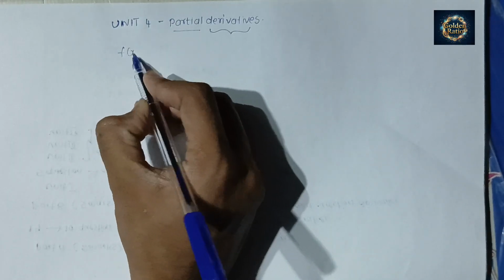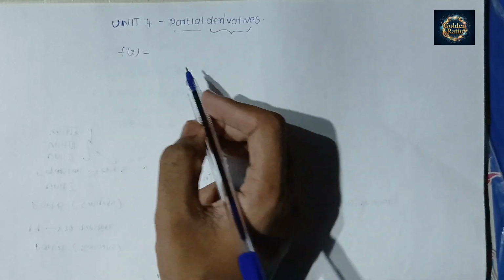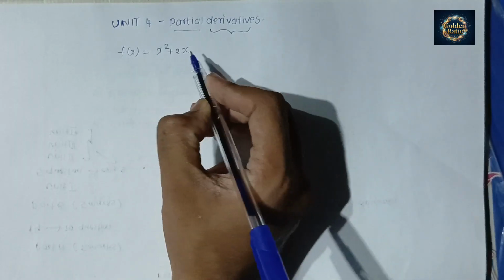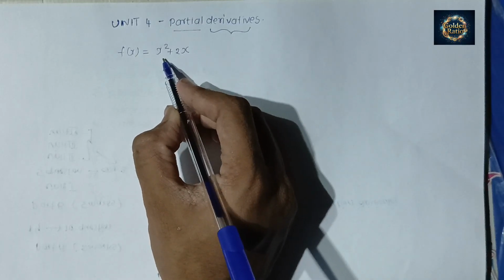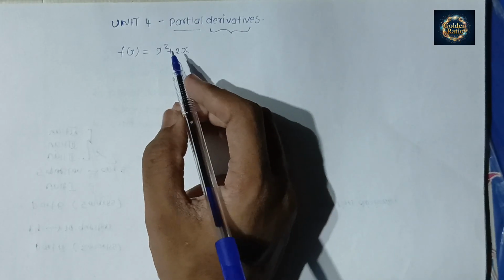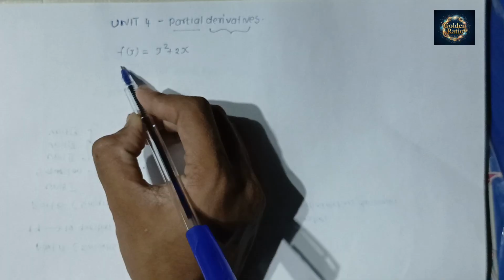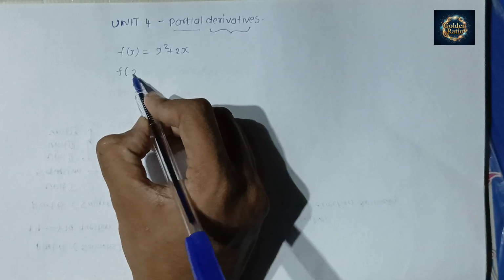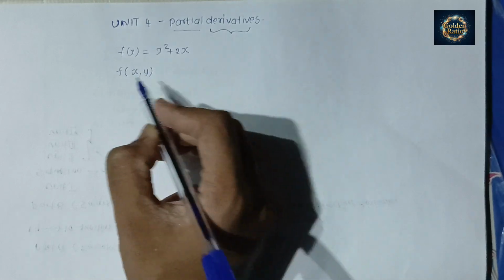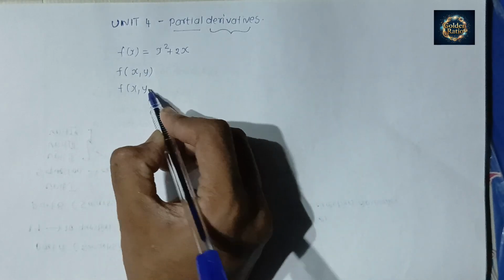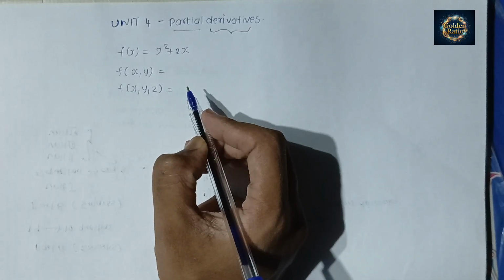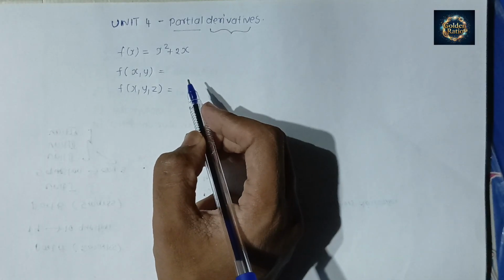We have the function of a single variable, like f of x. There will be a function like x square plus 2x. Here the variable is a single variable. Now we are going to study functions with many variables, like 2 or more. After x, we are taking x, y, and so on: the function with 2 variables and the function with 3 variables we are going to study here.